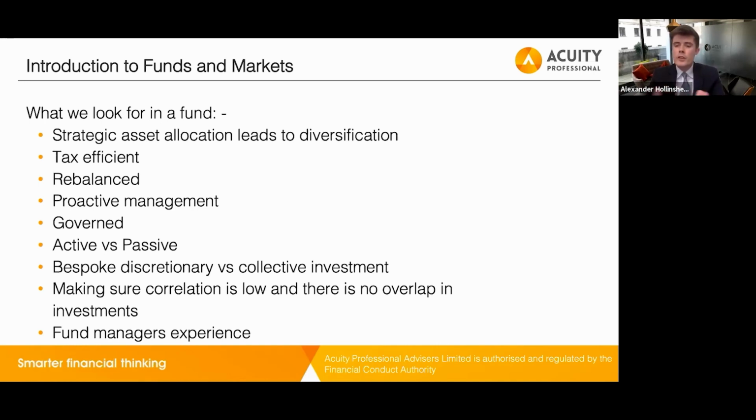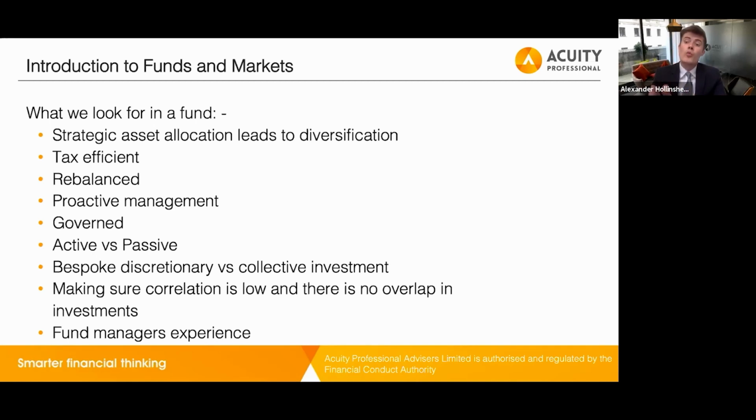And we also look at the fund manager's experience. How long has this person been working in their particular field? How good are they? What is their return? Because we need to be very diligent about where clients' money goes and how it's spread. And that brings us on to how we do this.